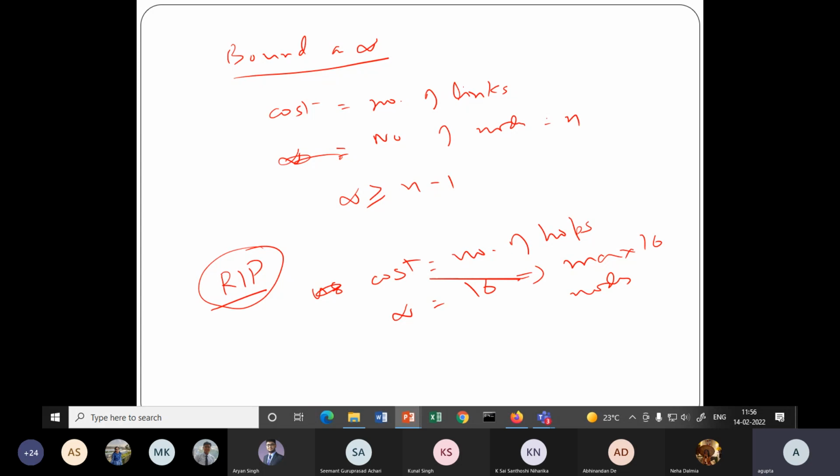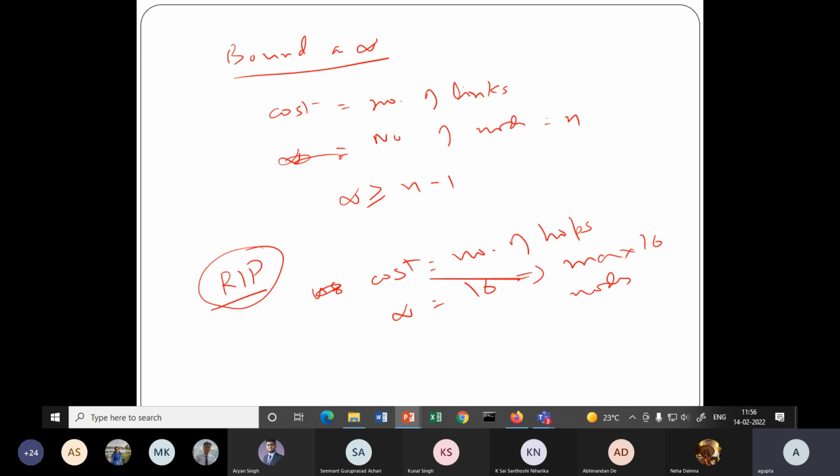So if a router sees this cost going up to 16, that means there's infinity. That means there is a break. In which case, it will just remove the route, set it back to infinity, and then won't use that route to forward the packets anymore, basically.